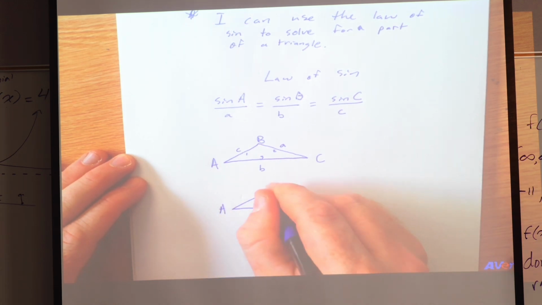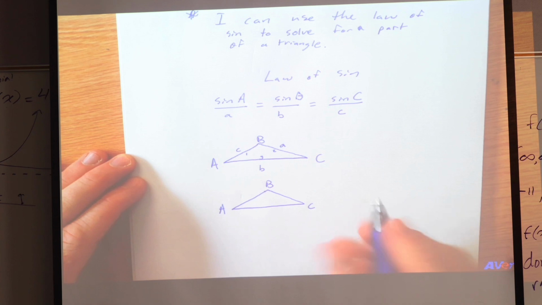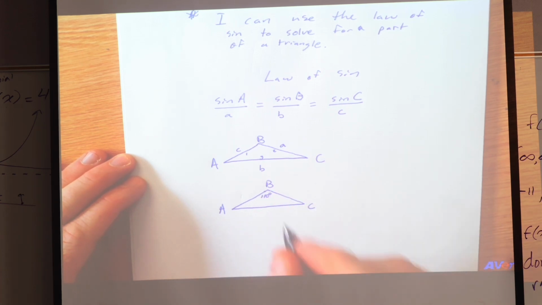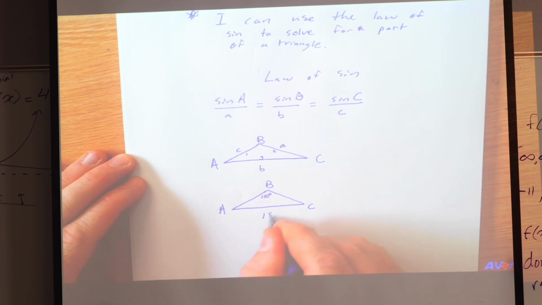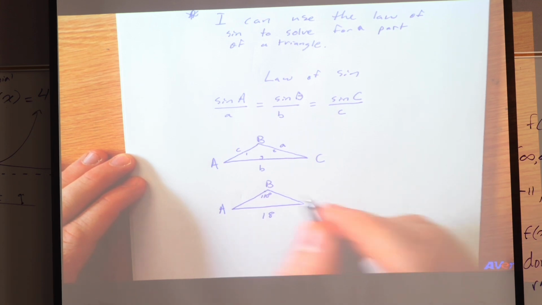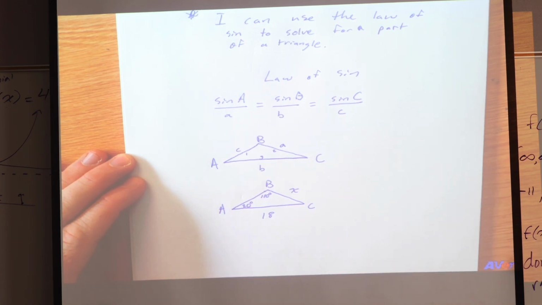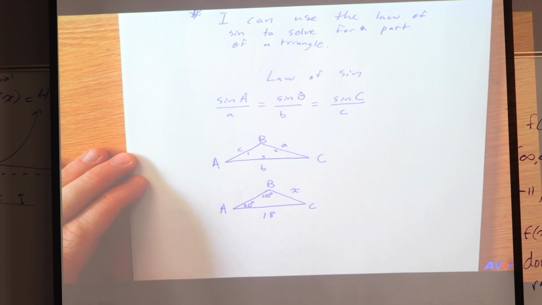Say A, B, C. Let's say this angle is 110 degrees, this side is 18, and this angle is 20 degrees, and this is our x. The way that we use the law of sine will look like this.